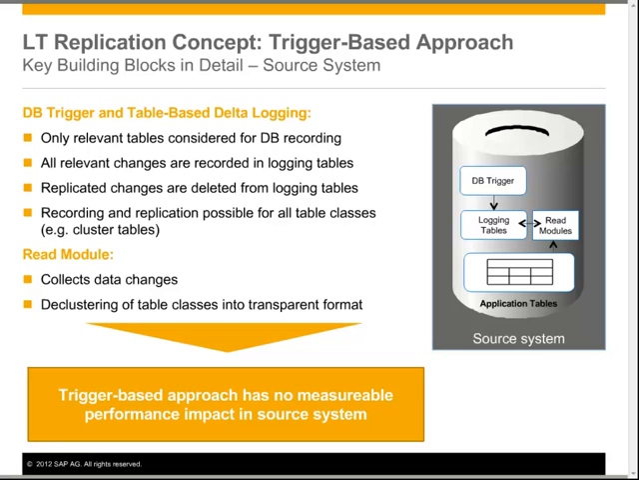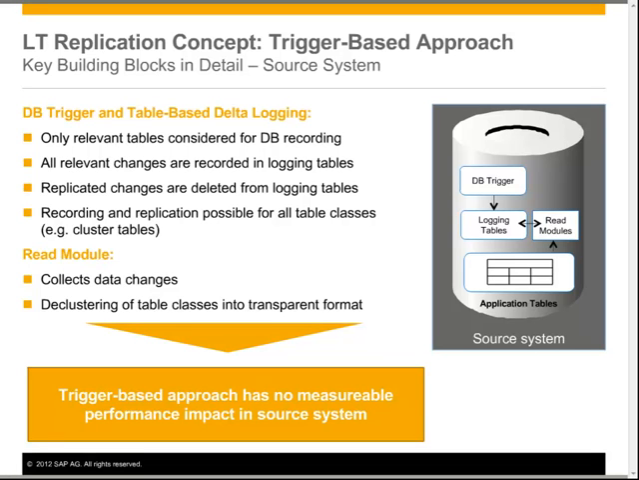So the source system we saw on the left in the previous slide. Let's look at the details of this one. We would only want to select the relevant tables for database recording on the source system. Although, what we should mention here, even though that is the case, the trigger-based approach doesn't really have a measurable performance impact in the source system at all. That's even with all the relevant changes recording into these logging tables.